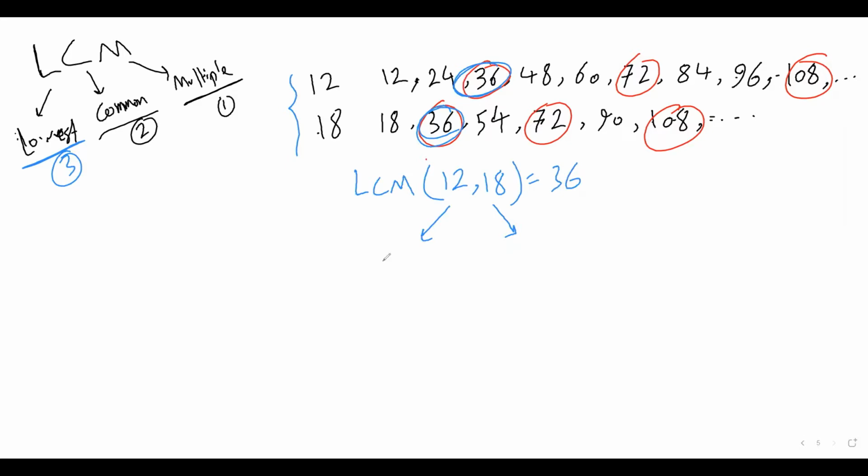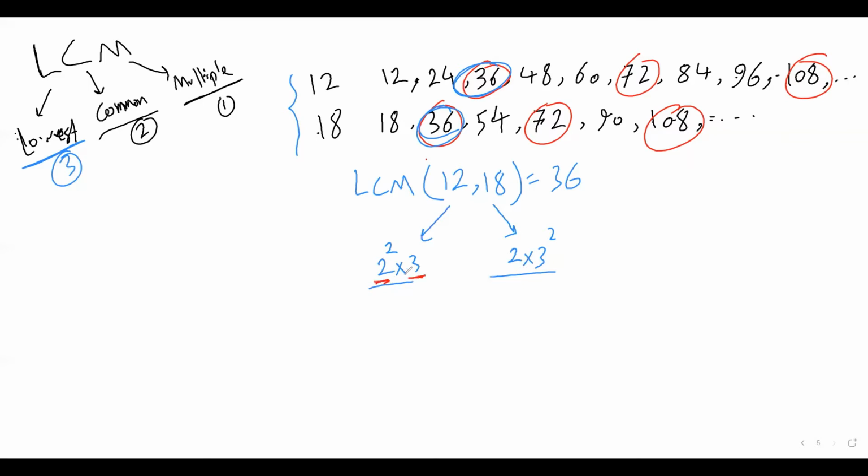You can rewrite 12 as 2 to the power of 2 times 3, and 18 as 2 times 3 to the power of 2, right? So I hope you haven't forgotten how we got these two expressions. And here, unlike the HCF, we write all the factors, any factors that you see, not just common ones.